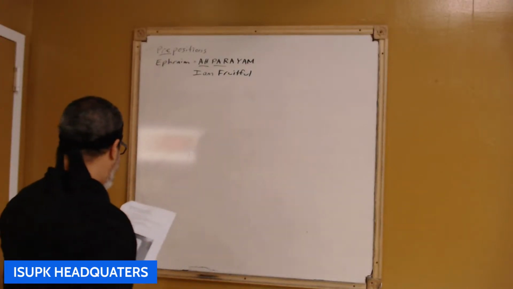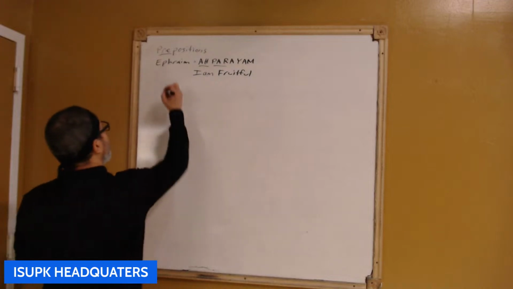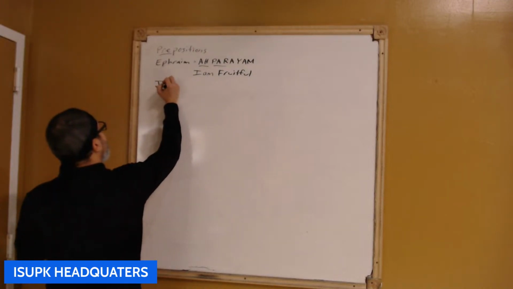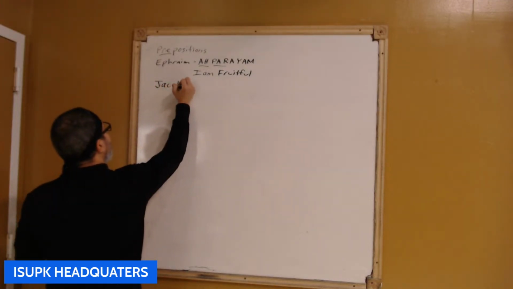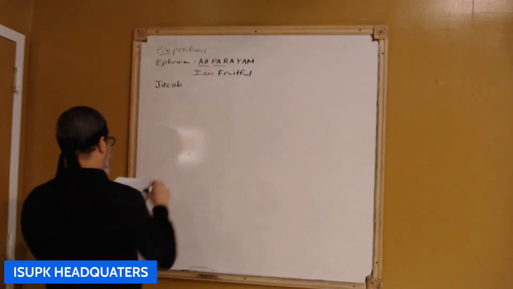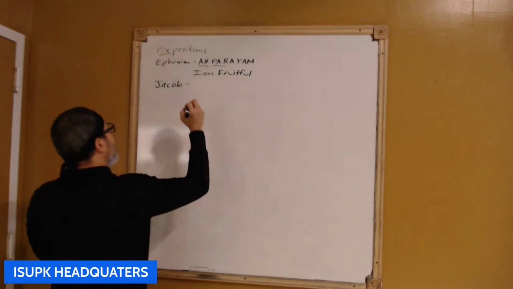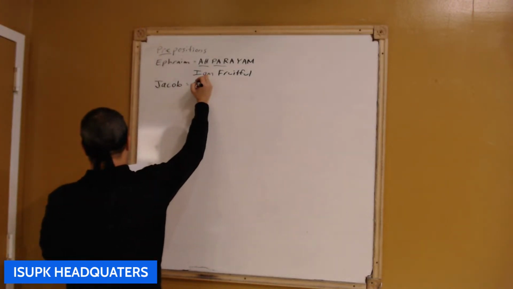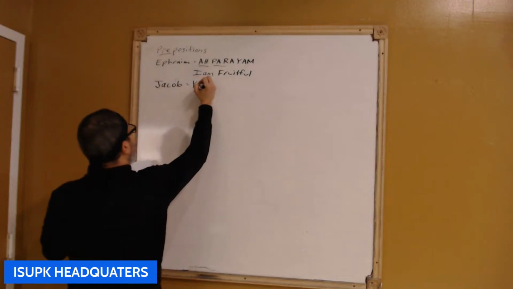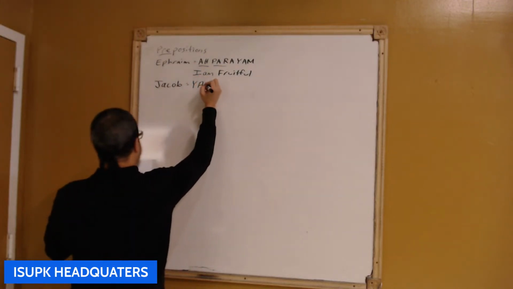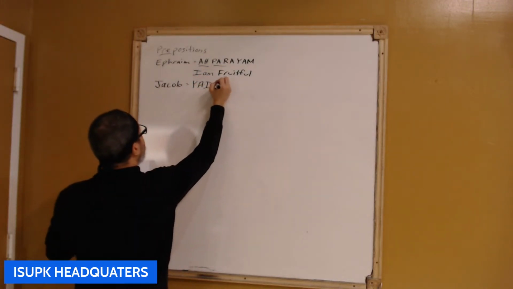Next, we did Jacob. Jacob is the English. In the Hebrew, let's do the English version first. It's Yaquab.